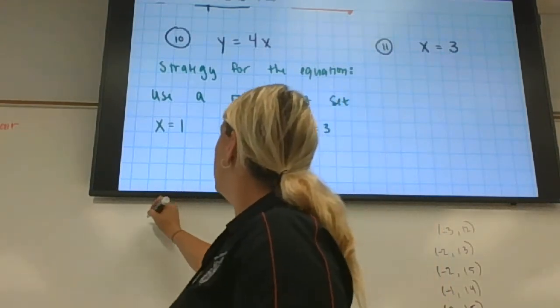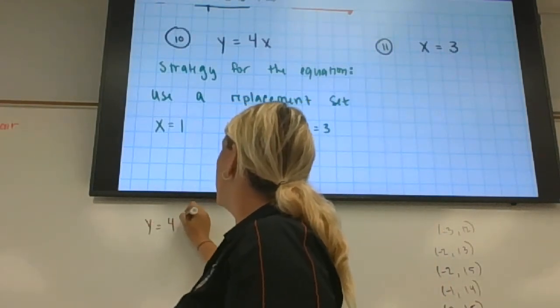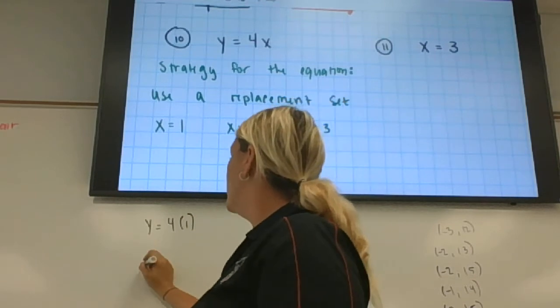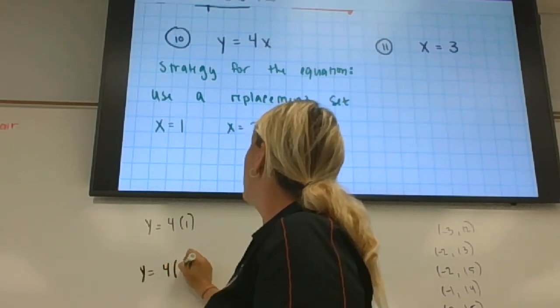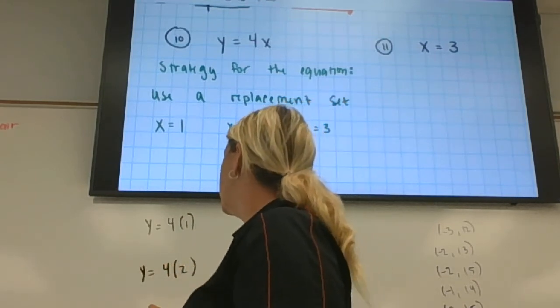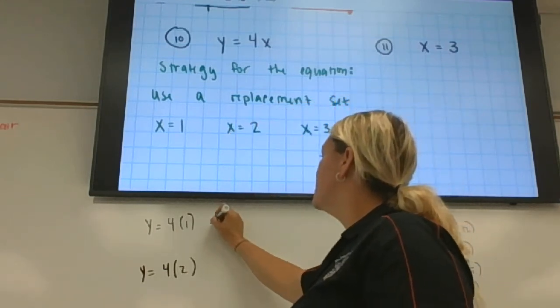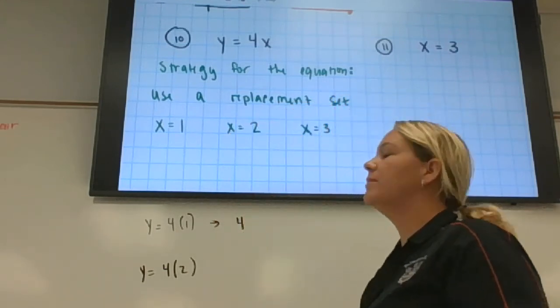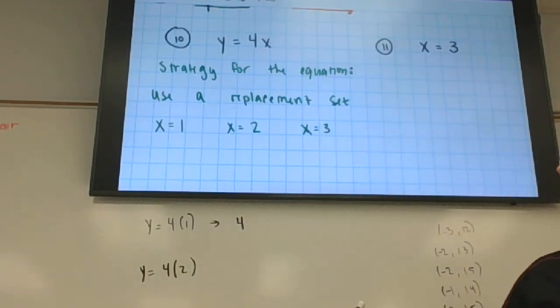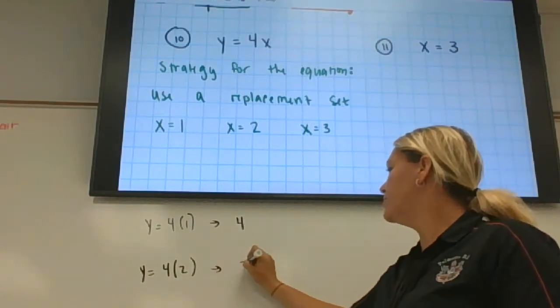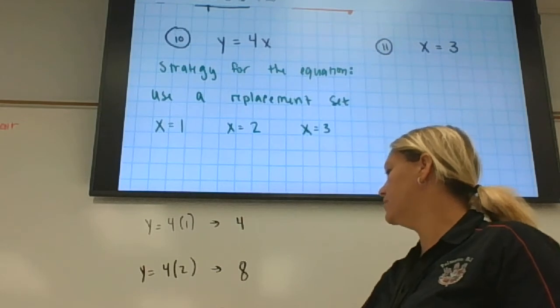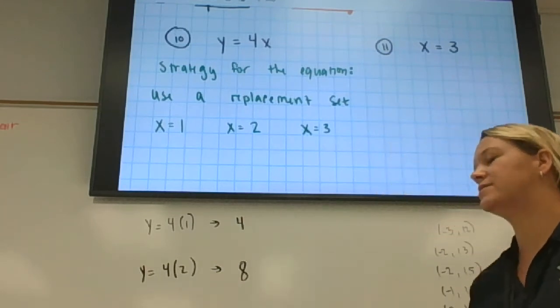All right, so y equals 4x. I'll take x out and put 1 in. I'll take x out and put 2 in. So I'm trying these replacements. When I plug 1 in, I get 4 out. When I plug 2 in, I get 8 out. And when I plug 3 in, I get 12 out.